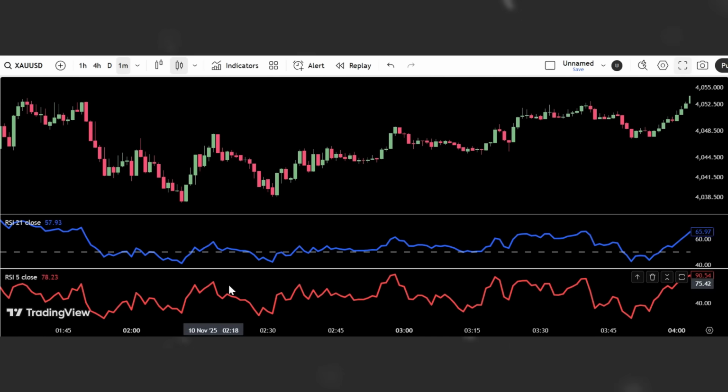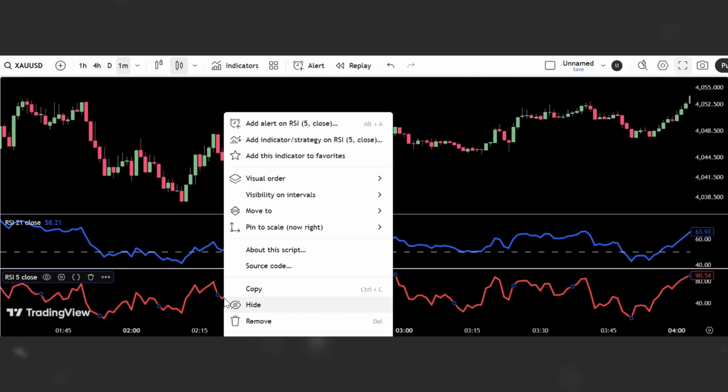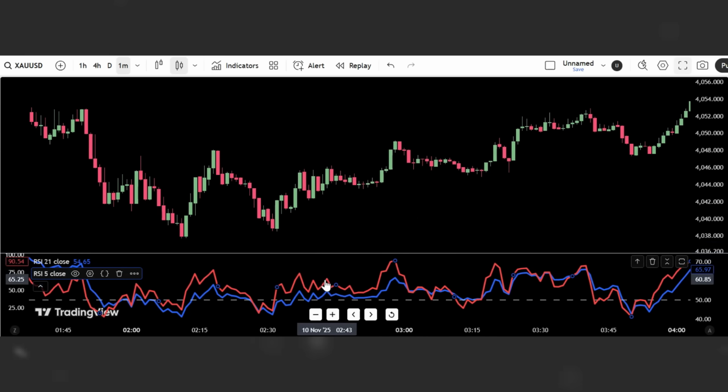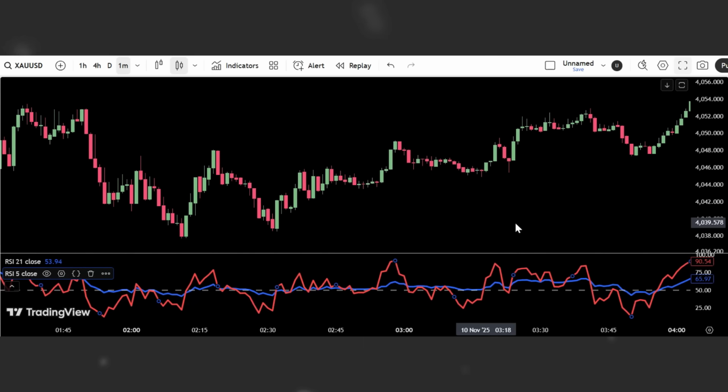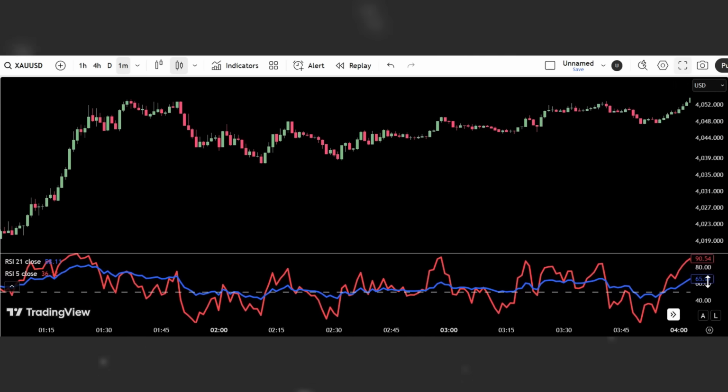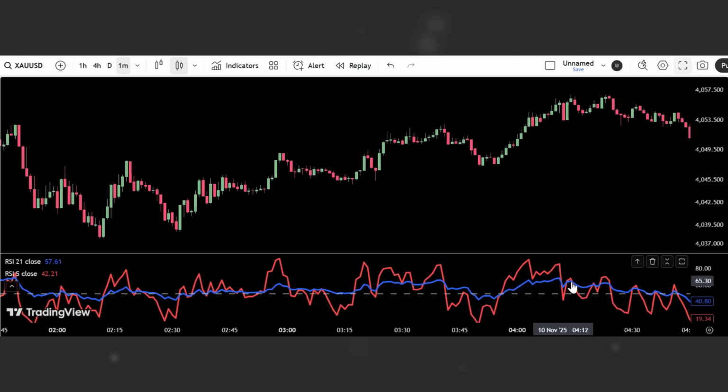Now we need to combine the two RSIs. For the bottom RSI, the red one, right-click on it, then choose Move to Existing Pane Above. After that, right-click on the red RSI again, Pin to Scale, and All. Now both RSIs are displayed together on the chart, making it easier to see the relationship between the fast and slow RSI. The red one is fast and sensitive, showing quick price reactions. The blue one is slower, smoother, and helps us see the bigger trend. This setup is great for scalping because it helps us catch small momentum changes before most traders even notice.